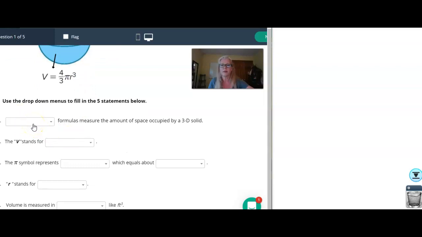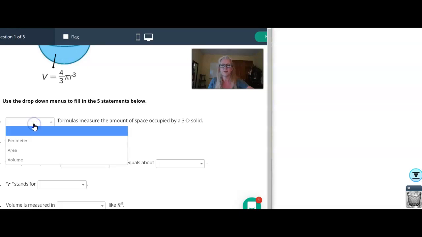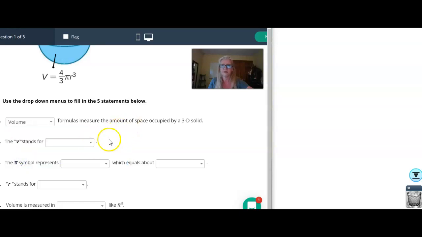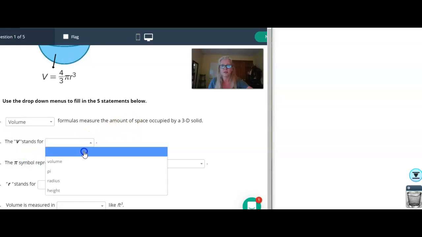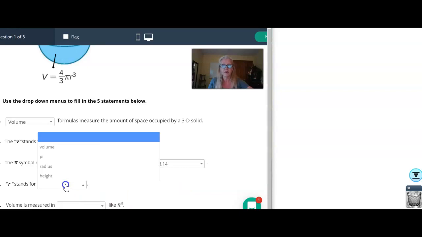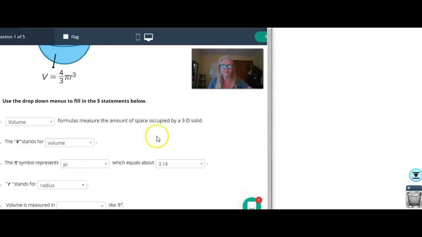Here it's going to be: blank formulas measure the amount of space occupied by a three-dimensional solid. Remember, we're doing volume formulas. They just tell us how much space is occupied. The V stands for, obviously, volume. The pi symbol represents pi, which equals about 3.14. And the R stands for radius.